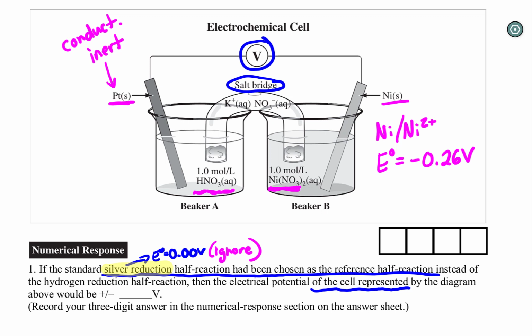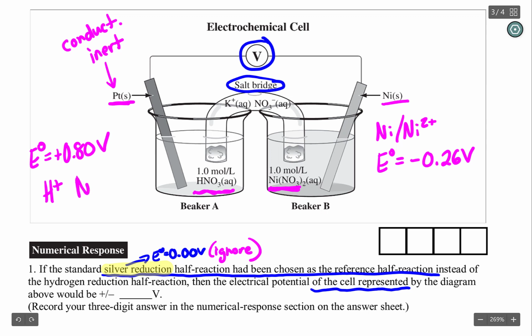So what I'm going to do is look up nitric acid on my reduction half reaction table. And if you go to an electric potential of positive 0.80 volts, you will notice there's a combination of hydrogen ions and nitrate ions. This is nitric acid as an oxidizing agent, and this actually will be the strongest oxidizing agent in this reaction. The nickel solid here will be the strongest reducing agent.